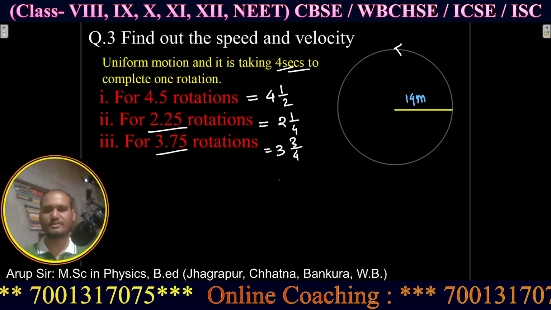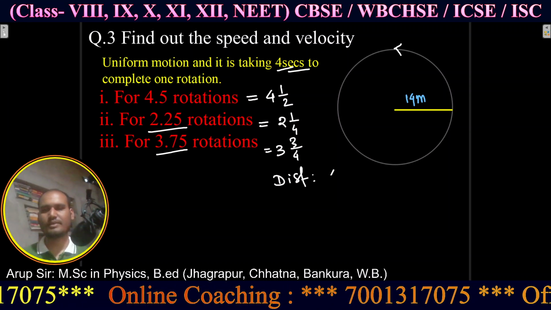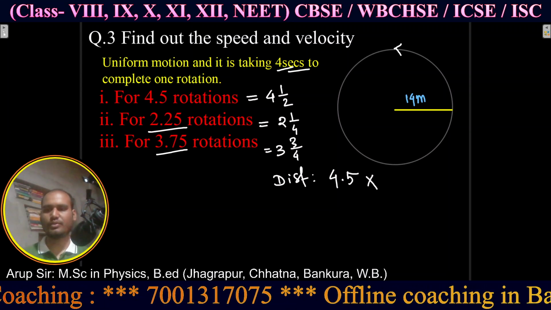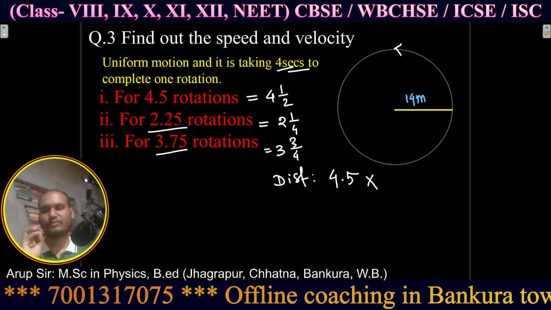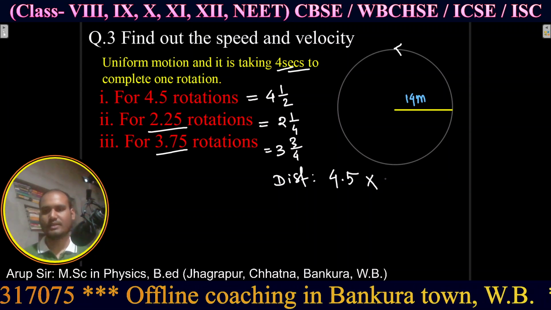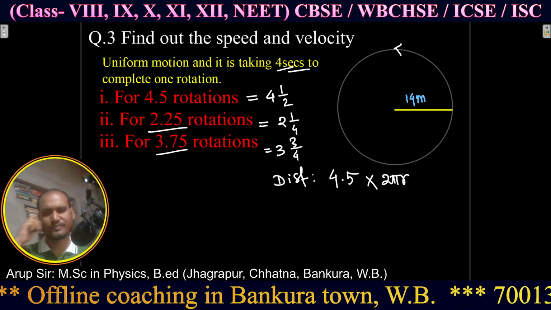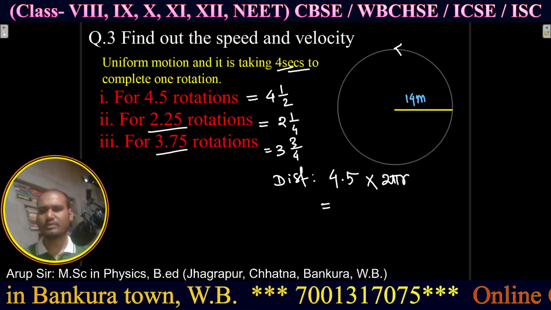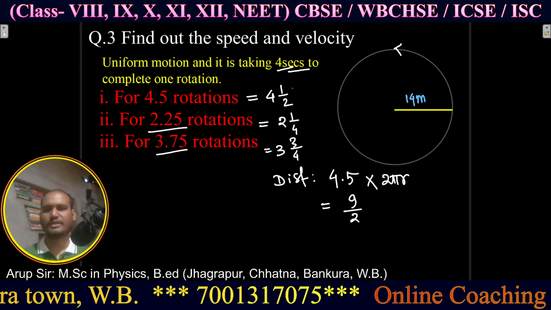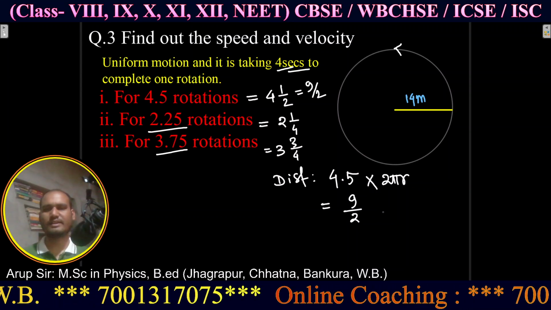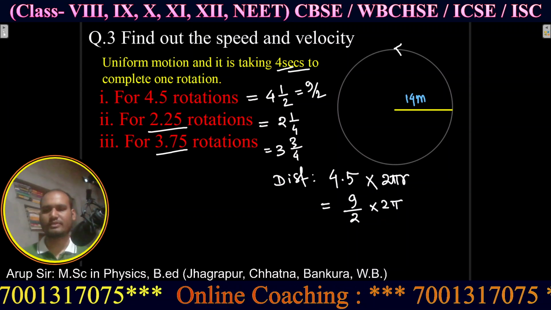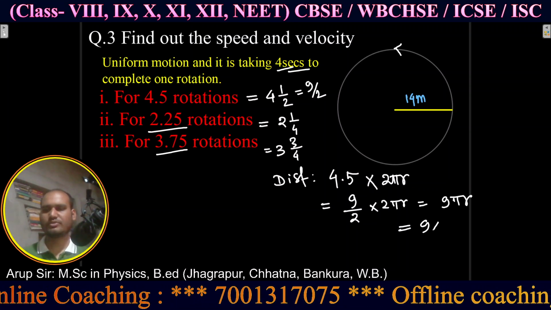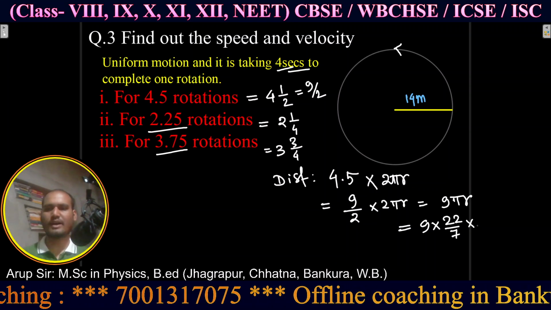So what about distance? How much is it traveling? 4.5 rotation means 4 complete rotation and half rotation. So 4.5 full rotation, I can say it is traveling 4.5 into 2 pi r. 4.5 can be written as 9 by 2, so if you simplify further, 9 by 2 into 2 pi r, so I am getting how much? That is 9 pi r. Now put the values. So 9 into pi means 22 by 7 into r means 14 meter.